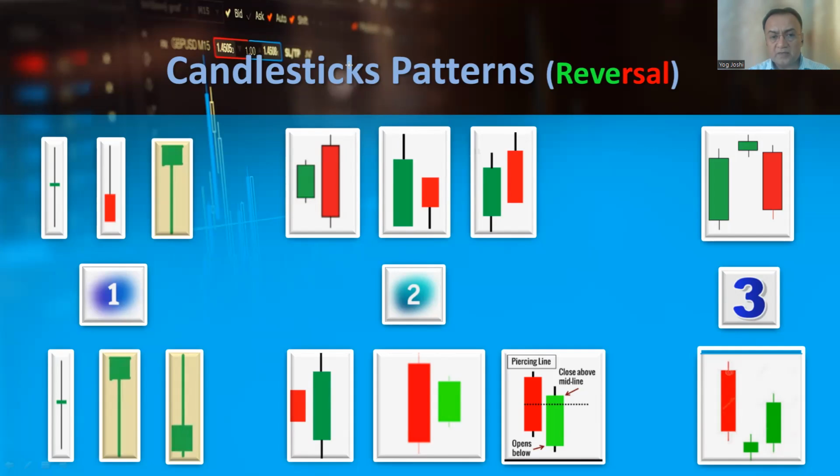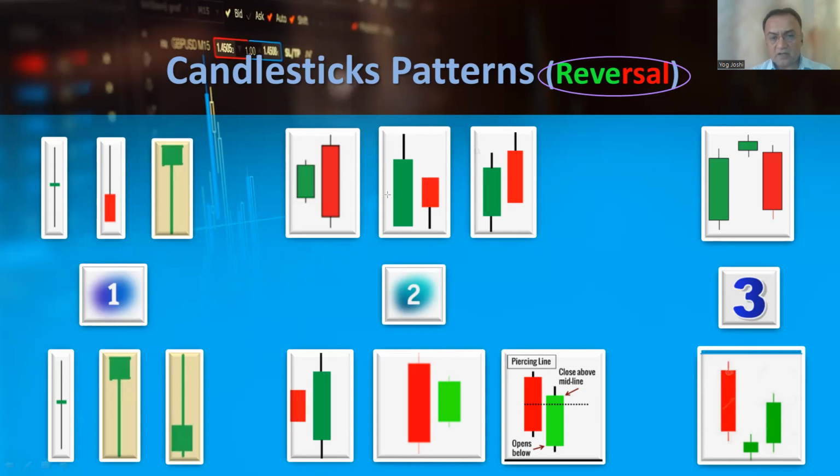So why did I put two colors here? See, I have written this word in two colors. It's a reversal pattern. What is the reversal? Reversal means reverse. This candlestick pattern indicates the end of the current swing or current trend, whether it's an uptrend or a downtrend.